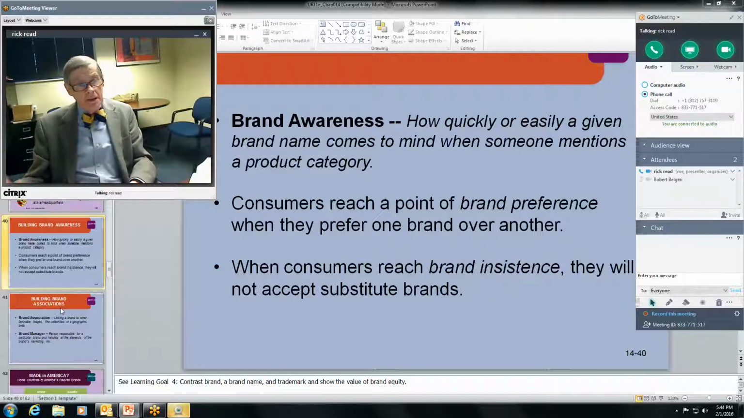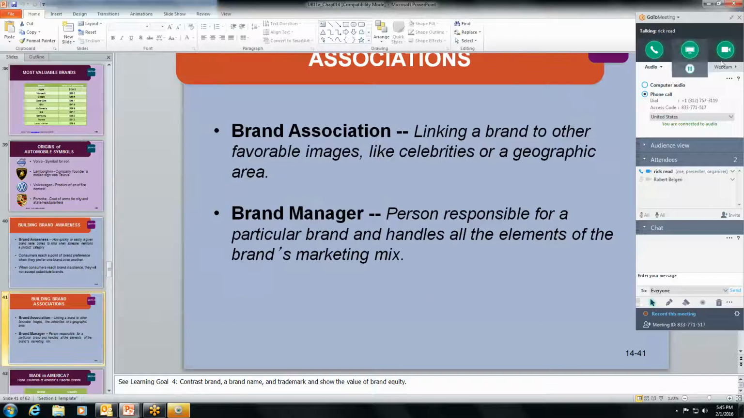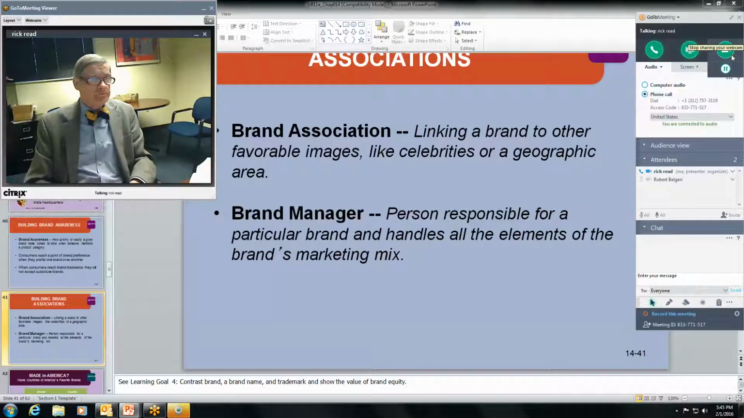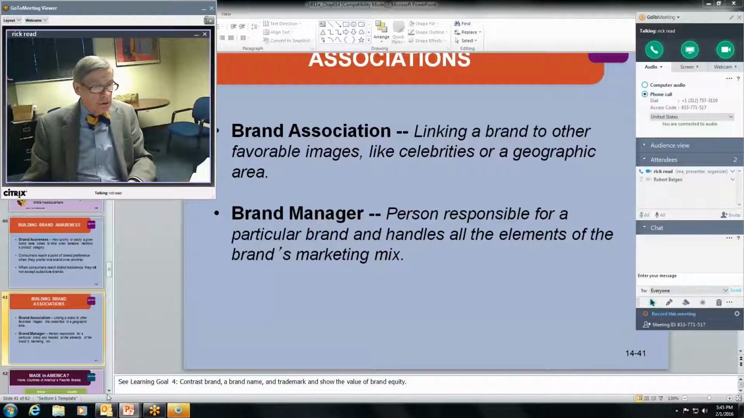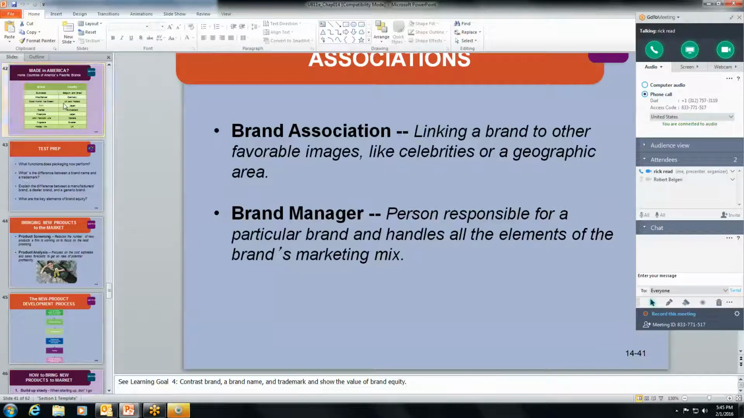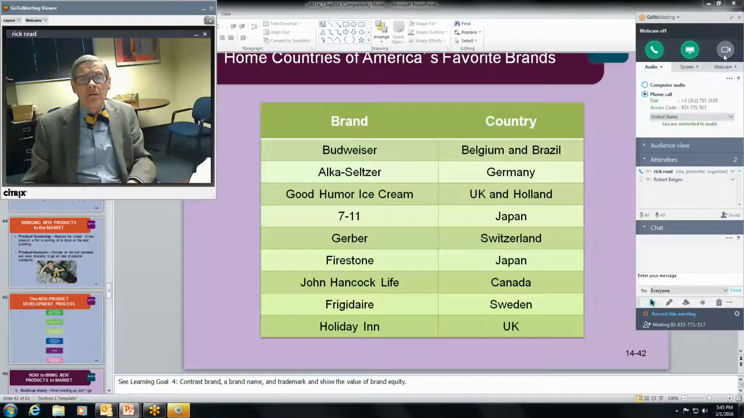That talks here about customers having a brand preference when they ask for one brand over another. And then brand insistence is, I will not accept a substitution. Brand association, linking brands together, favorable image. Brand manager is a person that manages the product all the way through the marketing mix, etc. These are brands and where they're made that are very, very familiar to Americans, and not one of these is an American company.